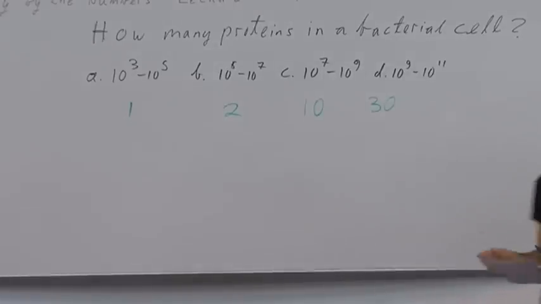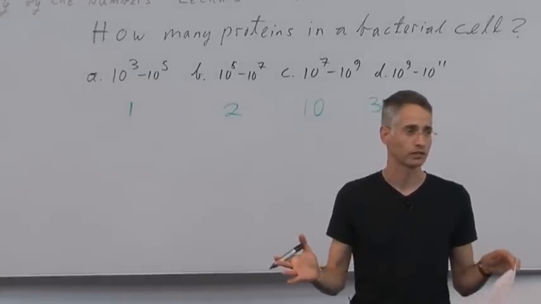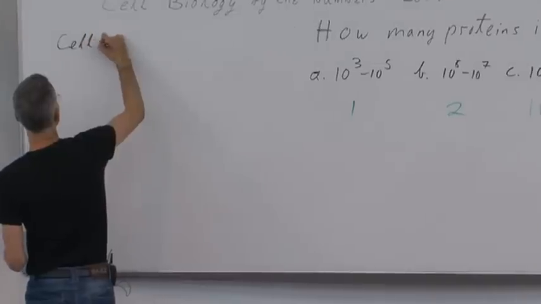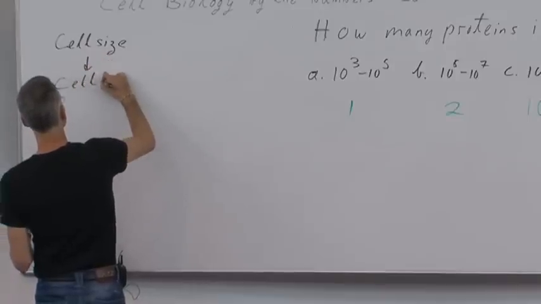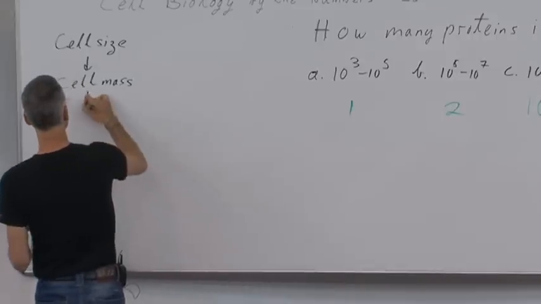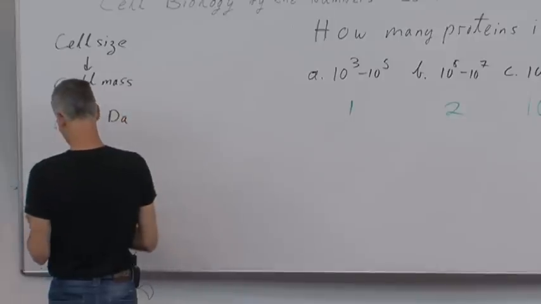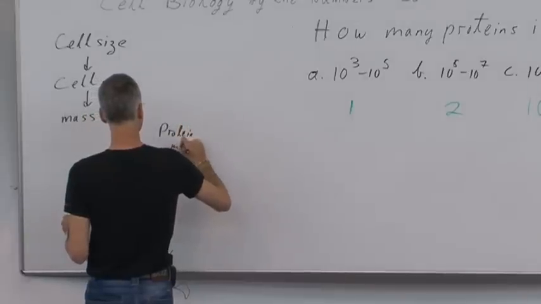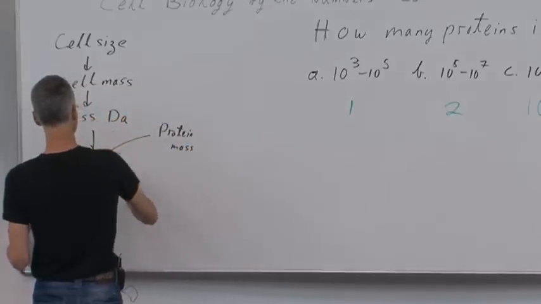So now I'd like to try and do it together. And again, we'll try and do it by finding some way of doing a divide and conquer to the problem. The way I suggest to approach is to start from the cell size. From that, I could get the cell mass. From that, I'd like to move to mass in units that are more helpful for me, which is mass in Dalton. On that, I'll need to also use the protein mass. Mass per protein.